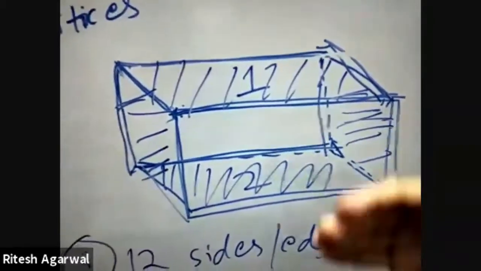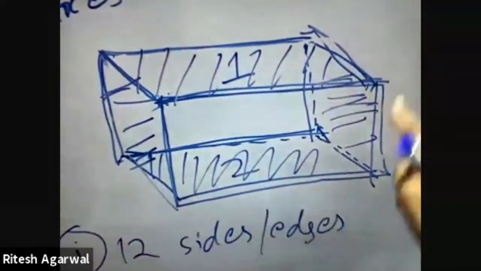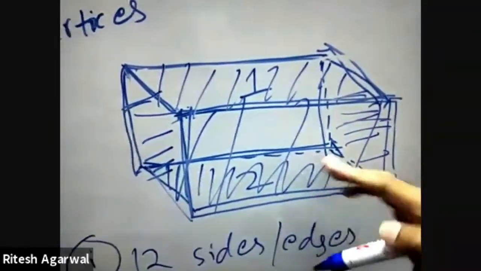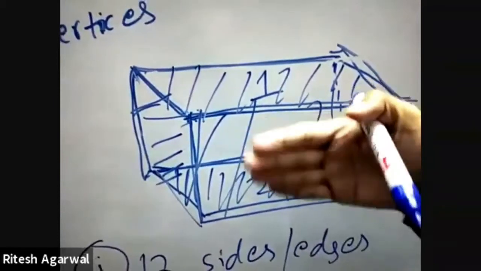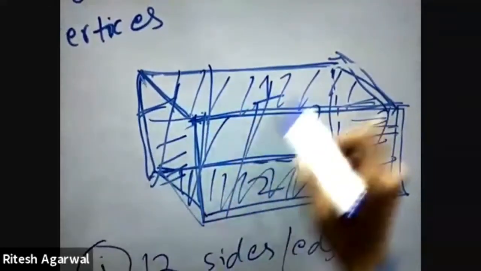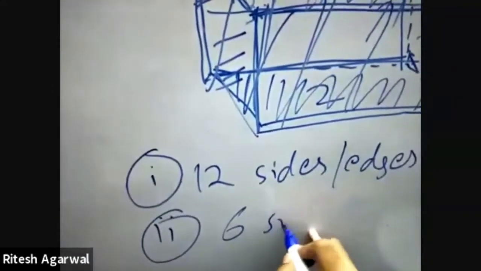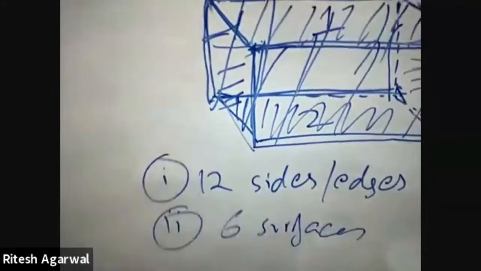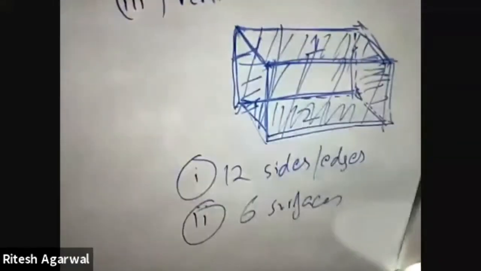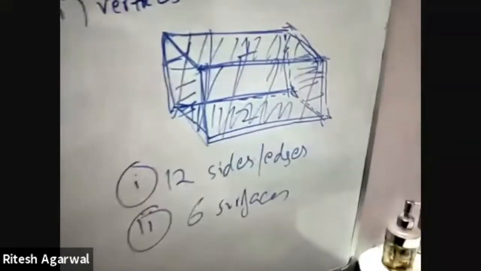Surface number 5 is at the front, this front part. And surface number 6 is the diametrically opposite surface, which is at the back. So there are 6 surfaces. I will try to show you. One second, give me a second. I will try to show you, then it becomes more clear.